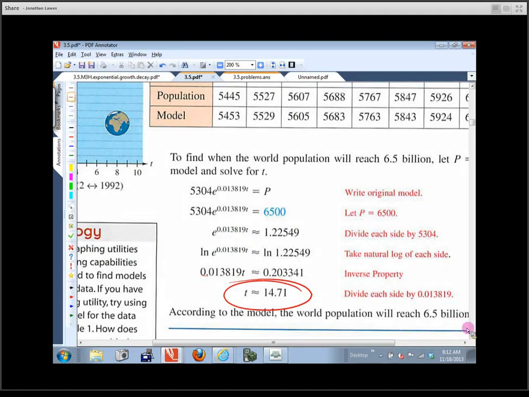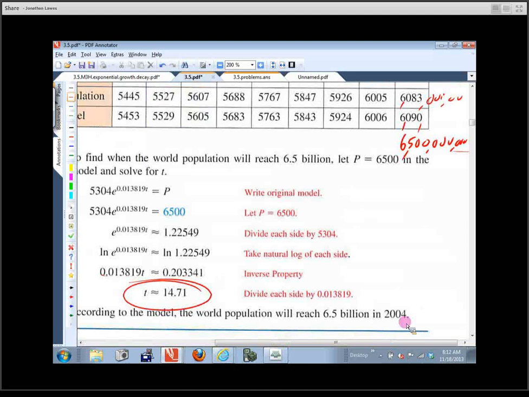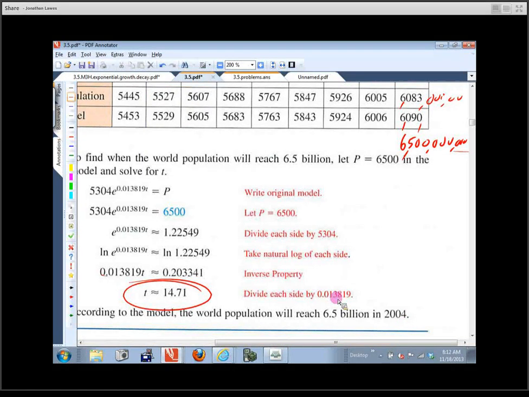So that would be, what did they say here? 2004. A little more than 2004. Actually, probably a little bit closer to 2005. Okay? About halfway through the year. Maybe July or August, somewhere in that neighborhood. Okay? Any questions there? Does that seem relatively easy?